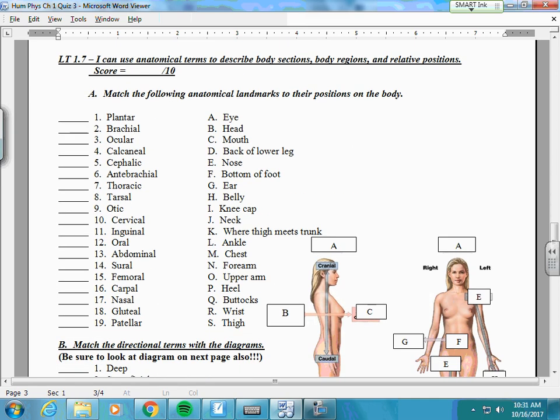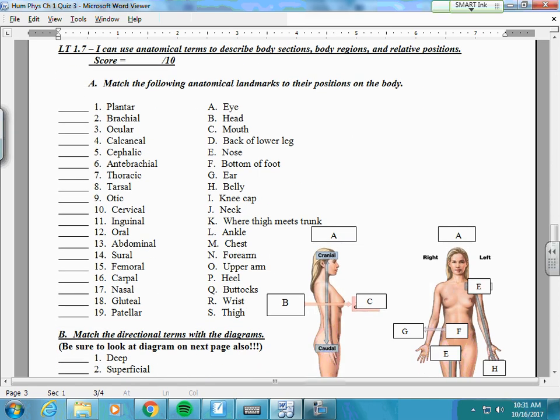All right, and then we had to label the regions and whatnot. So I kind of work from the letters back. So the I would be, A was ocular, and the head would be cephalic, and the mouth would be oral. And the back of the lower leg, so that's the calf, that's going to be sural. The nose is going to be nasal, of course, so that's E. And the bottom of the foot would be plantar. And G, ear would be otic.